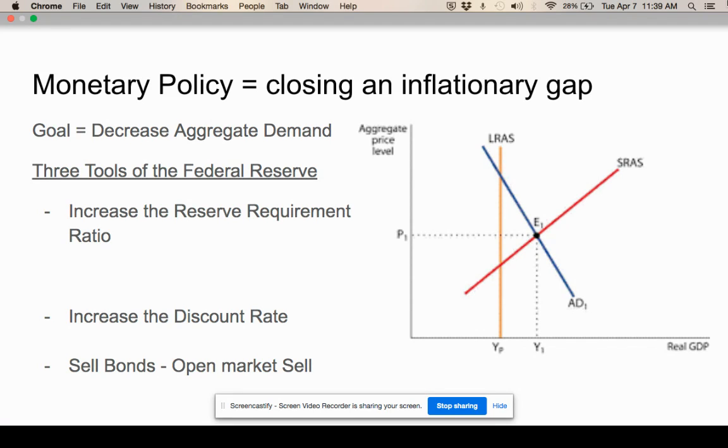And then finally, sell bonds, small money. If the Fed sells bonds, there's less money in the market in general. We won't be able to get our hands on it as easily. We'll spend less. Aggregate demand shifts to the left.